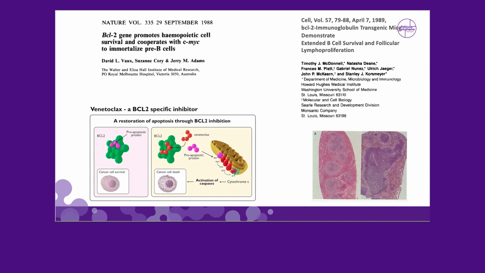And then the late Stanley Korsmeyer and his group established transgenic mice that express the BCL2 immunoglobulin genes, and they were able to show that the B-cell survival was prolonged and there is follicular hyperproliferation. And we already heard about the identification, 30 years later, of venetoclax and similar drugs.